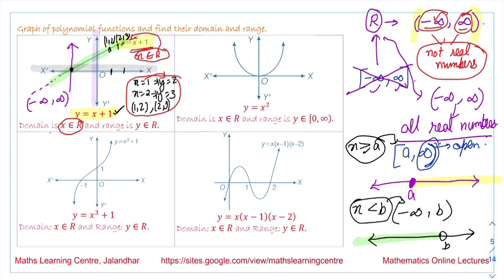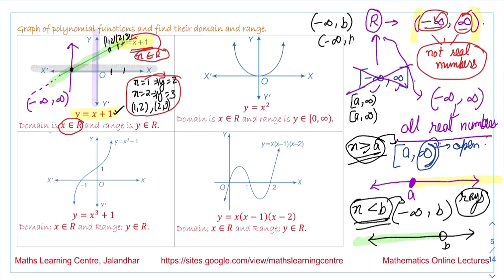So these kinds of intervals we generally call rays. In place of intervals we call them rays. So we have different kinds of rays: a comma infinity, it may be closed or open; minus infinity comma b with open bracket, then minus infinity comma b with closed bracket; and minus infinity comma infinity, open from both sides.